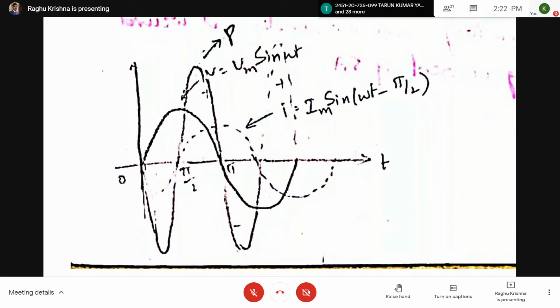So the inductor will be storing the energy in the form of magnetic field for some quarter cycle, and for the next quarter cycle the inductor will be giving back the power to the source. So the inductor will exchange energy. During some time it will be storing the energy in the form of magnetic field, and after some time it will be giving back the power to the source. So here this is the inductor. Net power consumed by the inductor is equal to 0.